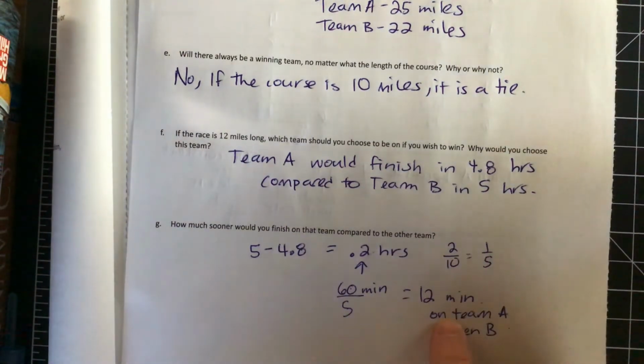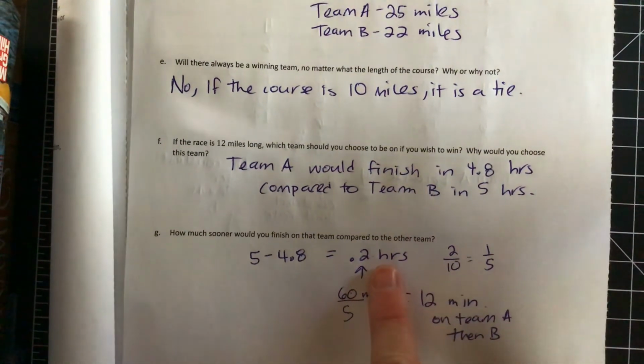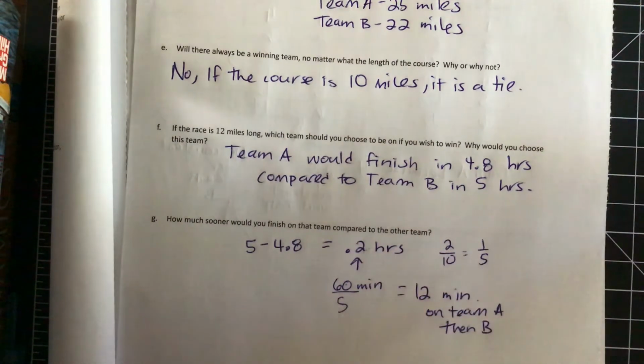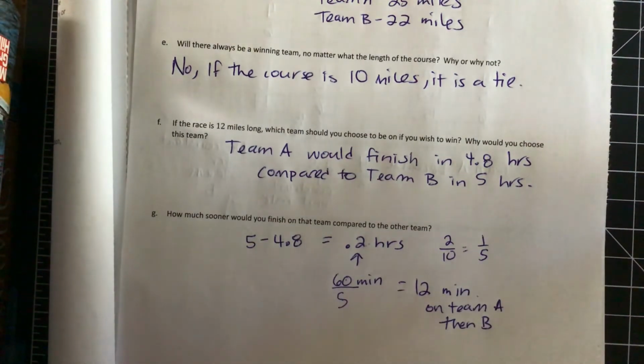Okay, and you don't have to be that specific. You could use 0.2 hours faster on team A than team B is fine, just by subtracting. That's just using fractions for good.